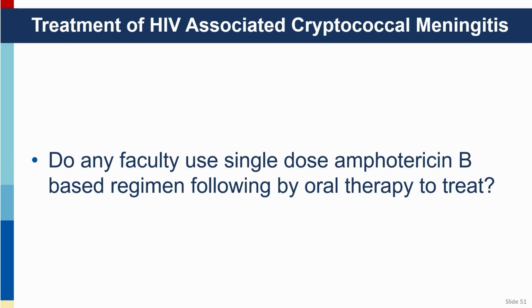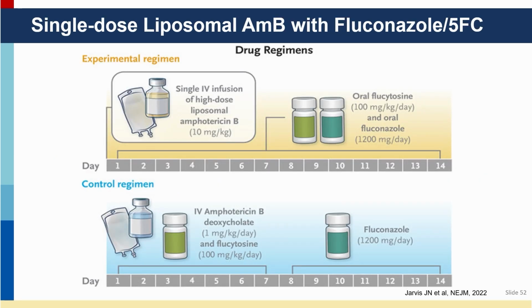So first of all, there was an intriguing study in the New England Journal about not using 2 weeks of liposomal amphotericin, but using a single dose followed by oral therapy. Has anybody done that in the United States? No. Okay. The reason this was done is because it was in sub-Saharan Africa, and getting 2 weeks' worth of Ampho-B in was extraordinarily difficult. So it's not a whole lot different than starting with fluconazole at higher dose.